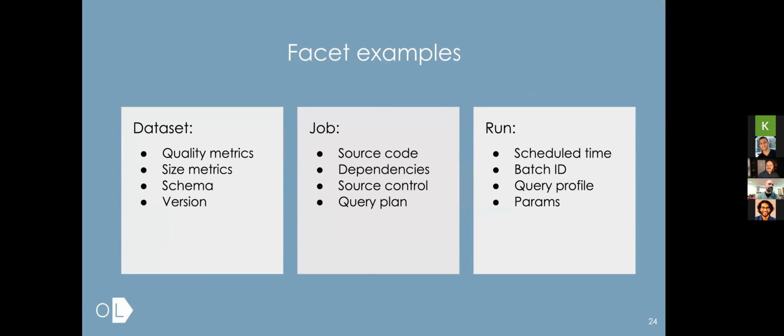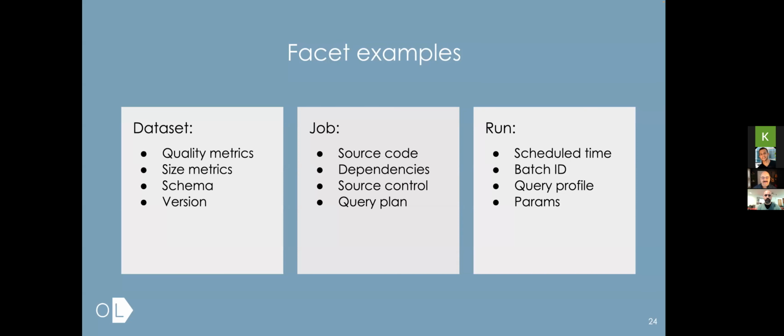Good examples of facets for a data set would be data quality metrics, like I mentioned before, or perhaps metrics on the size and shape of the data set, row counts and null counts and things like that. You could also store the schema along with the data set or the version of the data set. For a job, you might decide to store the source code, like the SQL query or the Python source code. You could store the dependencies, like the Python requirements text file, or the output of a pip list if you wanted to keep track of the software bill of materials for each one of your jobs.